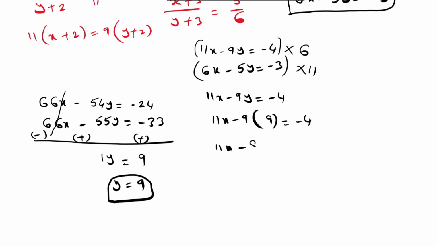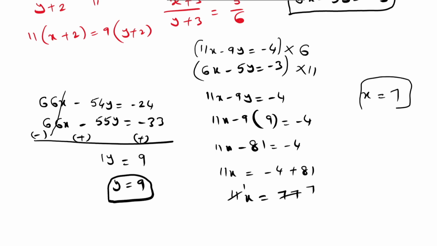11x minus 9 nines is 81 equals minus 4. 11x equals minus 4, and as it is minus 81 it will become plus 81. 11x equals 81 minus 4, which is 77. 11 sevens are 77, so the x value is 7.